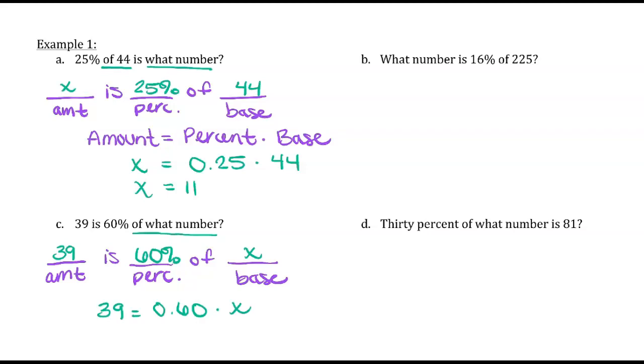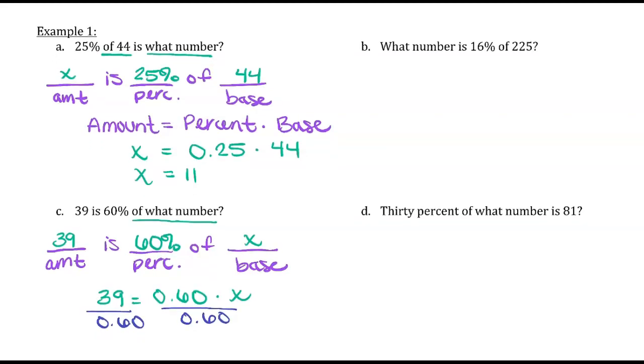Dividing both sides by 0.6, we find that x is equal to 65. That is, 39 is 60% of 65. Let's look at example 2.